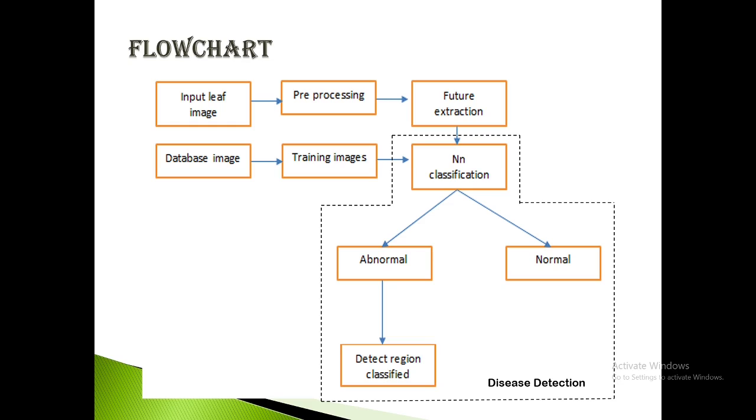This is the flowchart for the project. A leaf image is the input, followed by pre-processing, feature extraction, and then the neural network classification. After that, it detects whether the leaf is normal or abnormal. If it is abnormal, it detects the region and classifies what diseases are on the leaf. The database and training images are images of several types of chili leaf disease, which are set before the experiment is executed. The next slides show the conceptual framework.